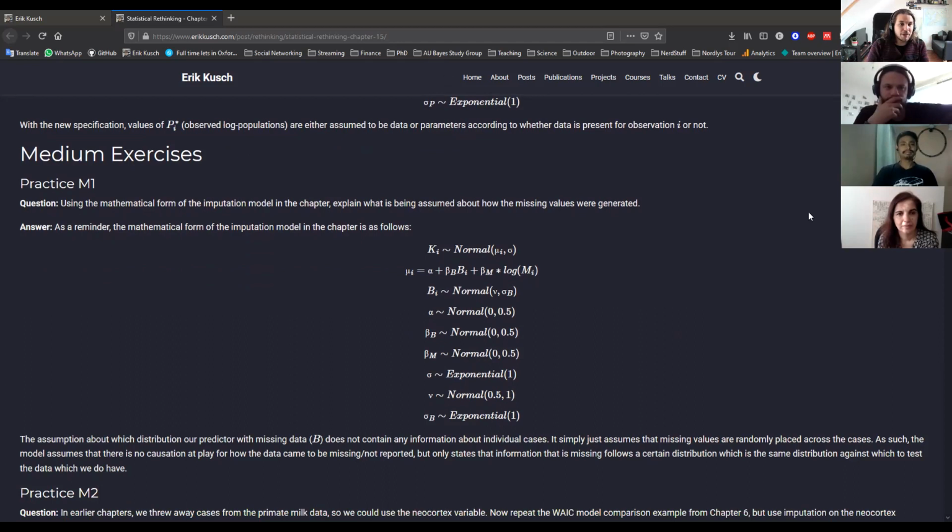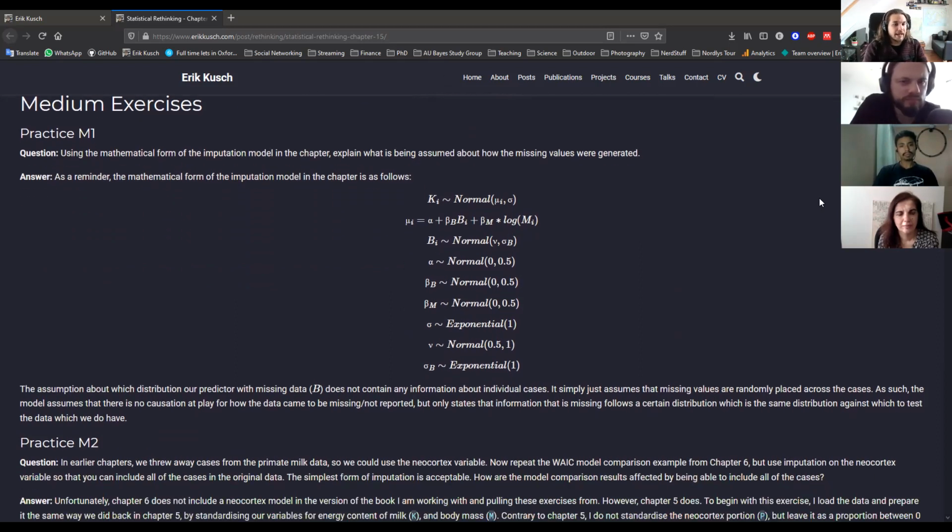Moving on to practice M1. Using the mathematical form of the imputation model in the chapter, explain what is being assumed about how the missing values are generated. I just copied over the mathematical formulation from the book here, because one might not remember it when looking at the solution on the website. And basically, the missing values lie in B. So this line right here, third line from the top, B_i something something, is the one we want to focus on.